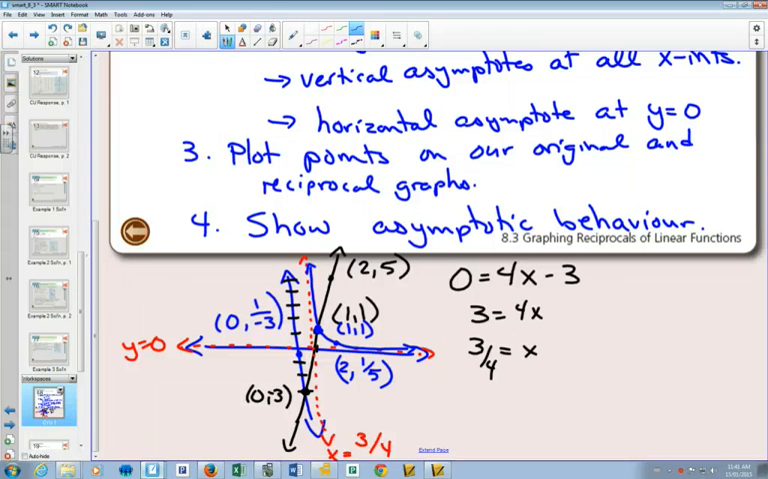And even if you have only one point, so I have only one point here, because of my asymptotes, I know that it can't go up because then it would go through my asymptote. It must go down so that it shows the asymptotic behavior, and it must go this way, closer and closer to that asymptote. And that's how we get a reciprocal graph.